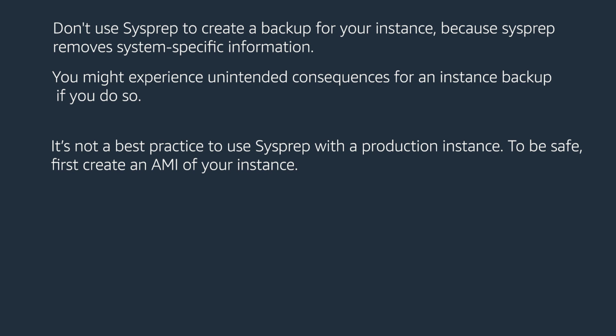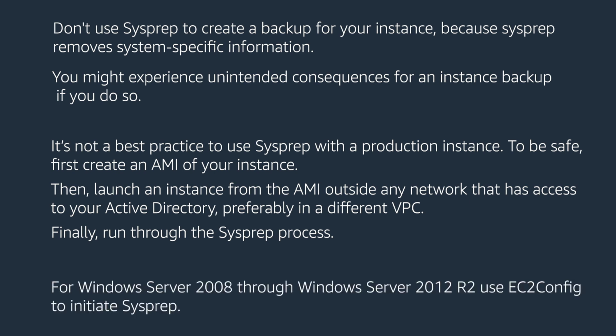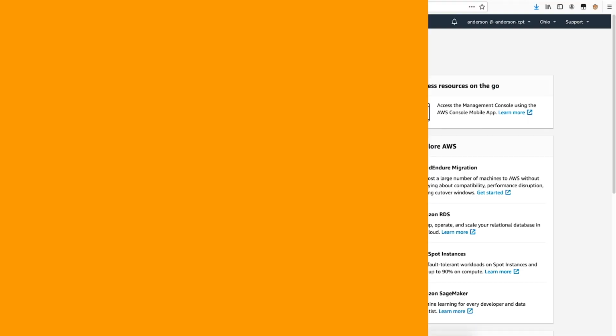To be safe, first create an AMI of your instance, then launch an instance from the AMI outside any network that has access to your Active Directory, preferably in a different VPC. Finally, run through the Sysprep process. For Windows Server 2008 through Windows Server 2012 R2, use EC2Config to initiate the Sysprep.